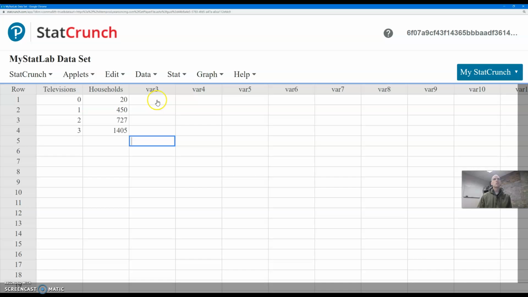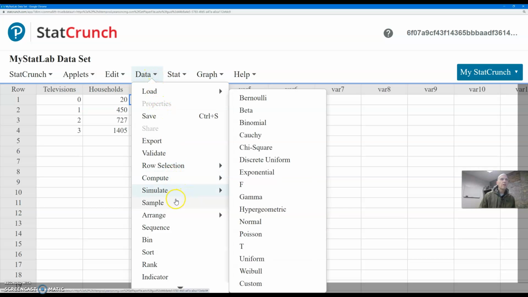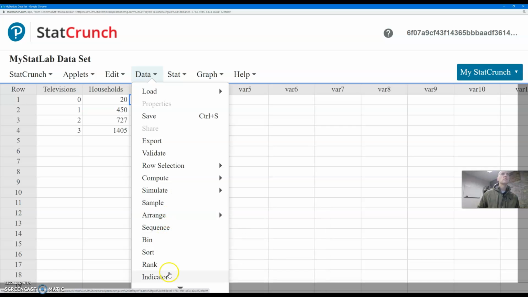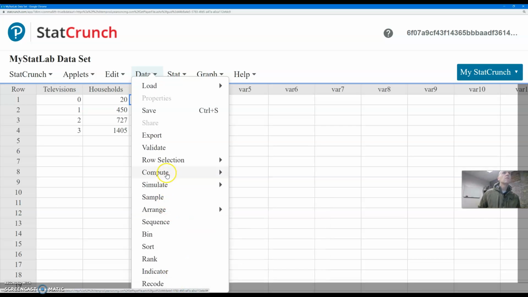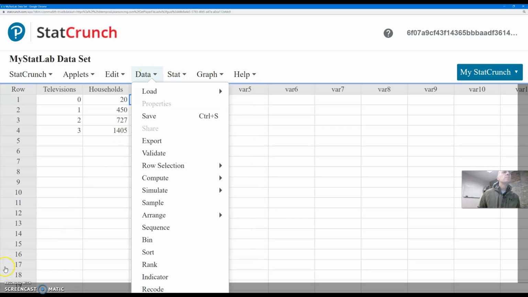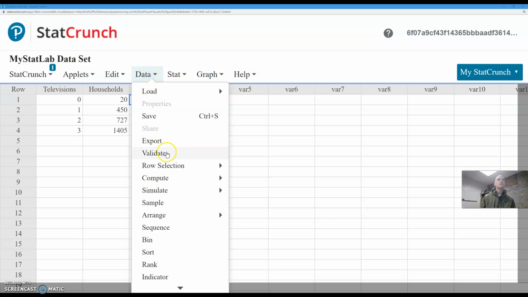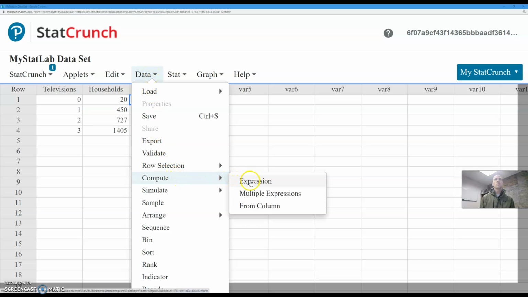So let's see if we can get corresponding probabilities over here in the third variable. Let me talk about the probability here. What we can do is take this data and, I think, we can have a calculator here. Let's see, where do we get that calculator from? So let's see if we can get the probabilities over here using StatCrunch. If you would go to Data, Compute, and then we can put in an expression.